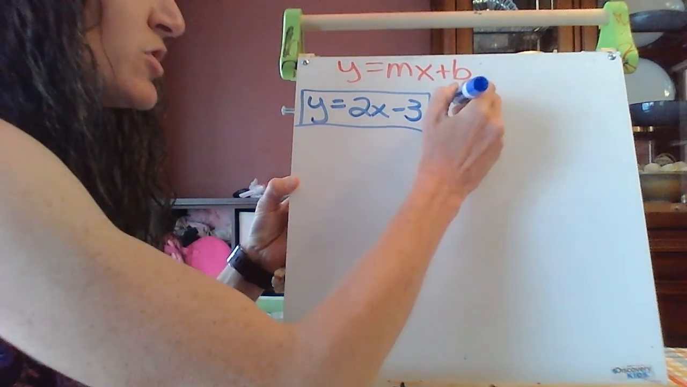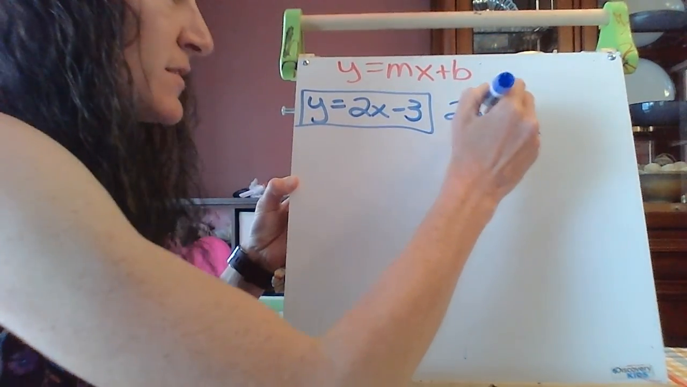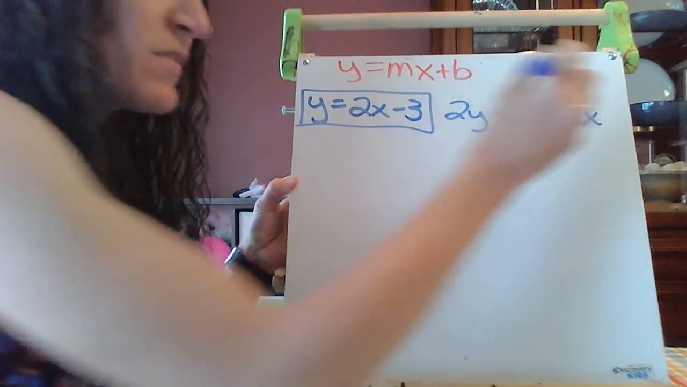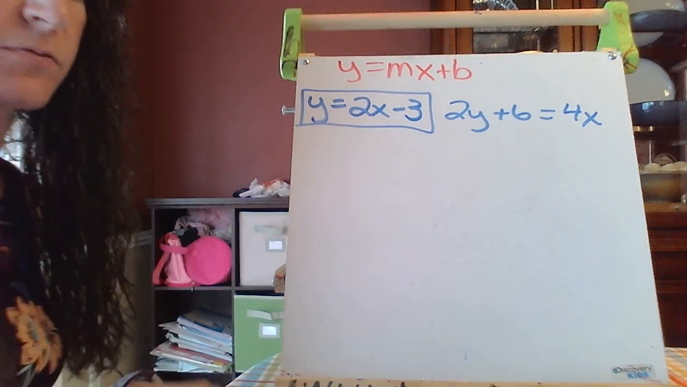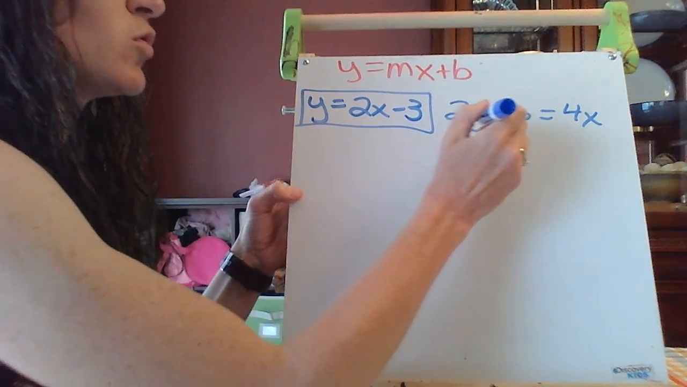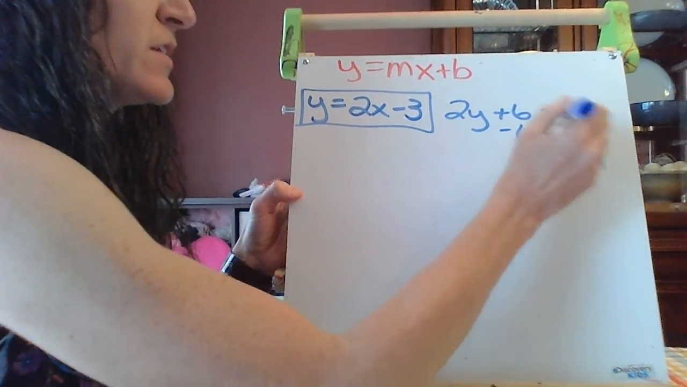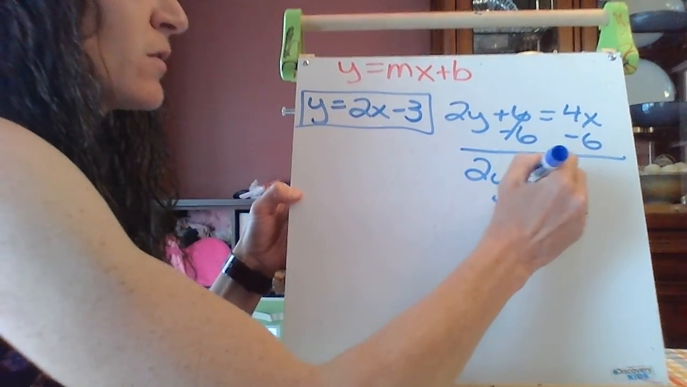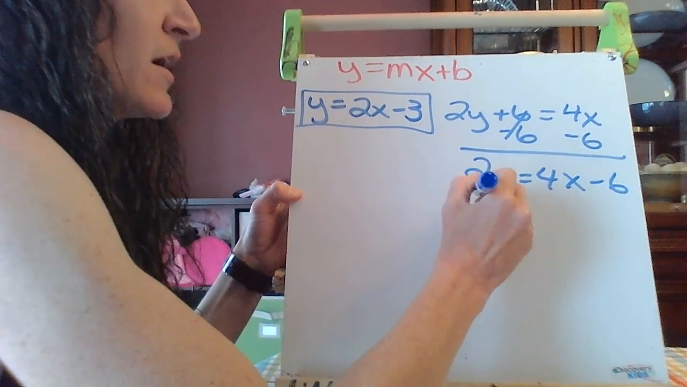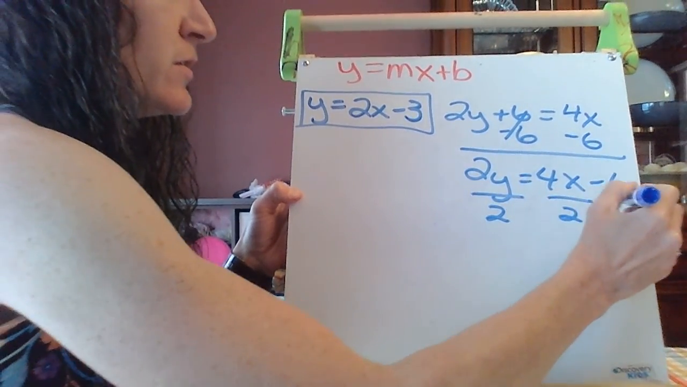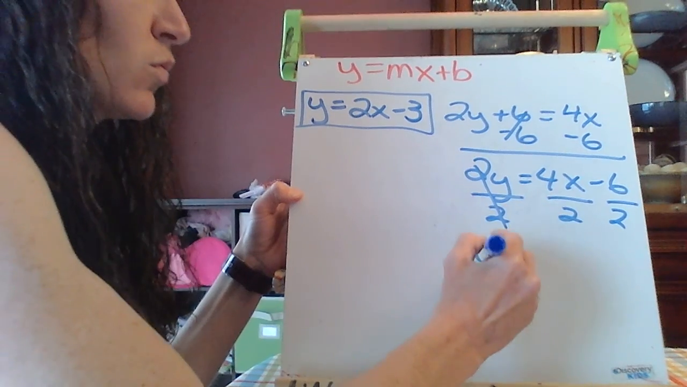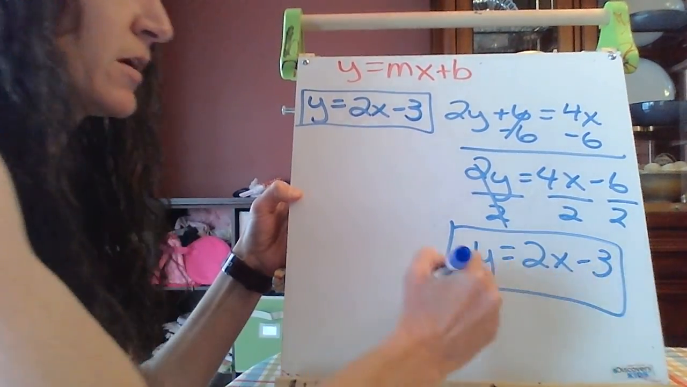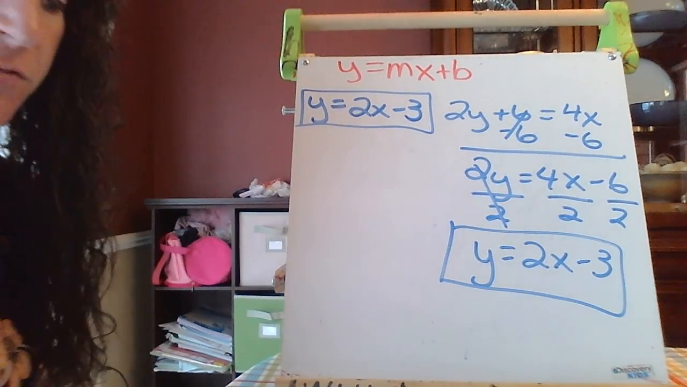But the second equation, 2y plus 6 equals 4x. That one I have to fix so that y is by itself. Move your 6 over. This time the 6 has to go to the other side because we want y to stay there. So 2y equals 4x minus 6. Divide everything by 2 so that we get y equals 2x minus 3. There we go. Two equations in slope-intercept form.